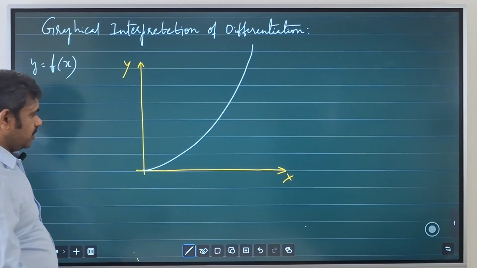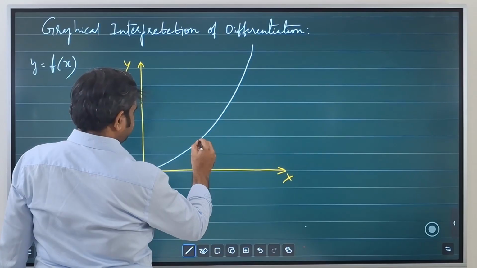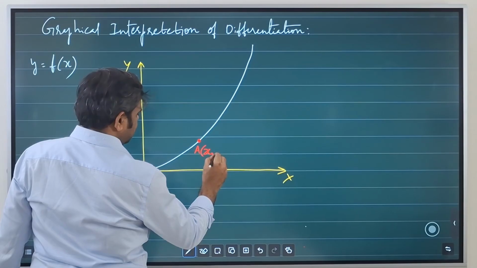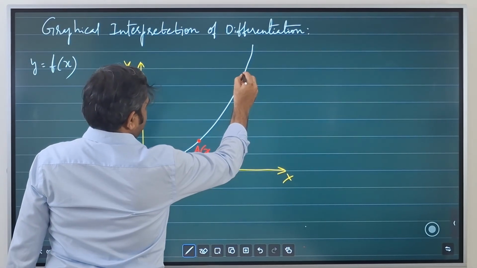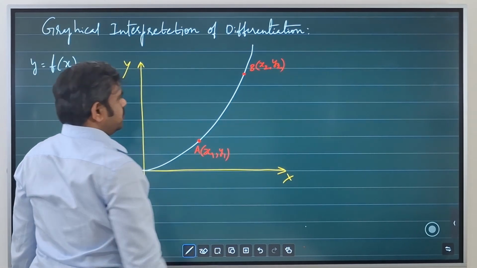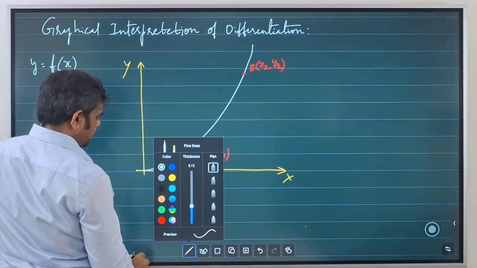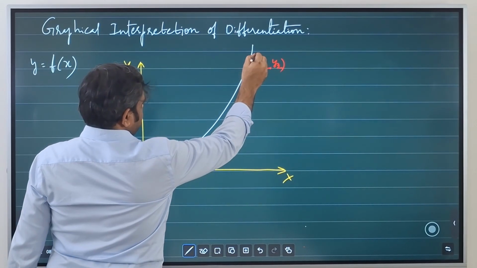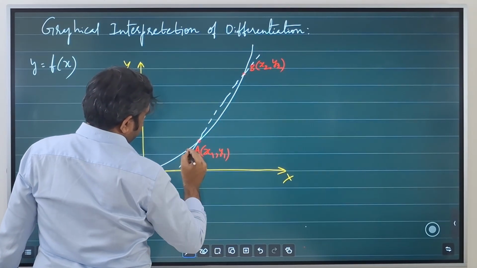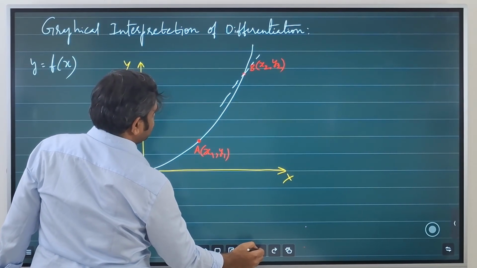Look at this graph. What I'm going to do is take two points on the graph. Let me call this point A. Its coordinates are x1 comma y1, and I'll take one more point B. Its coordinates are x2 and y2. Now between the points A and B, let's find out the slope. So draw a straight line between points A and B.